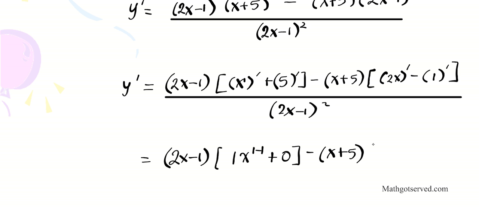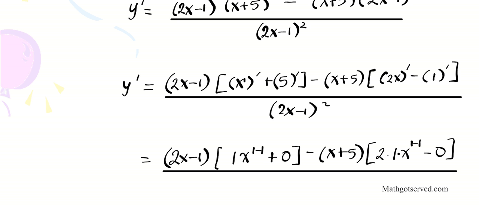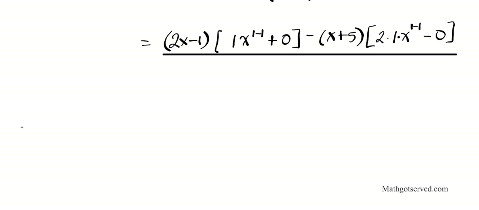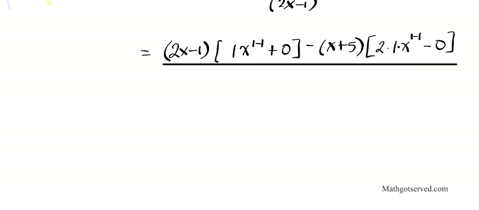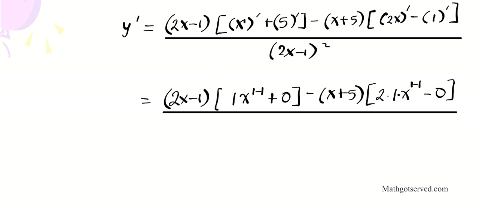And then on this side, we can factor out the 2 and apply the constant rule. So it's going to be 2 times 1 times x to the 1 minus 1, minus 0. The more of these you do, you can do multiple steps at the same time to save time. If you do a lot of practice, then you can start taking shortcuts so it doesn't take you forever to solve some problems. And then it's going to be divided by 2x minus 1 squared.